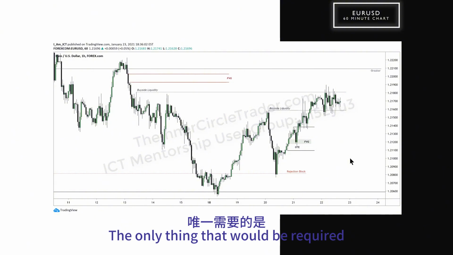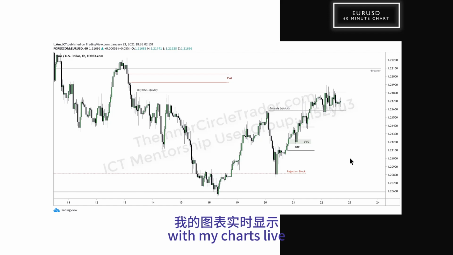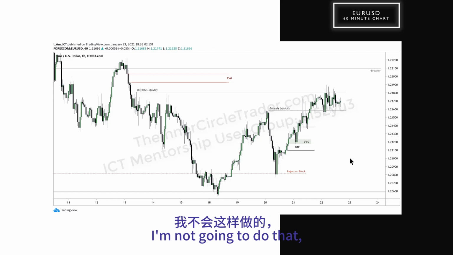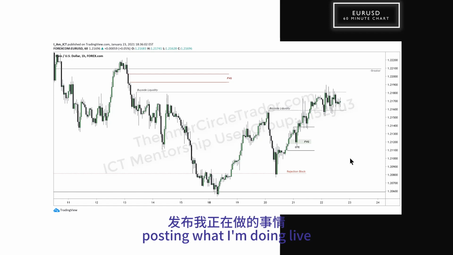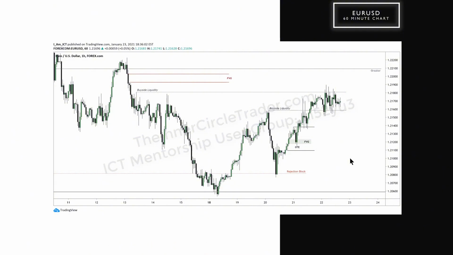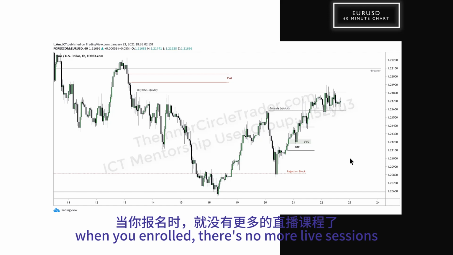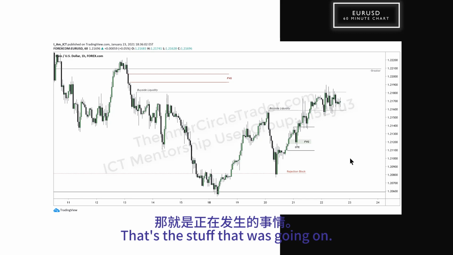The only thing that would be required beyond this is to sit in front of you with a live chat room with my charts live, pointing to everything as signals. And I already told you I'm not going to do that, because that would absolutely be abused. Everybody out there would have Zoom channels posting what I'm doing live and selling seats to get into it for $10. That's what would happen. I'm not going to do that. I'm not making myself available to that. That's why I told you, and you enrolled, there are no more live sessions, because that's what was going on. That's why I stopped it.